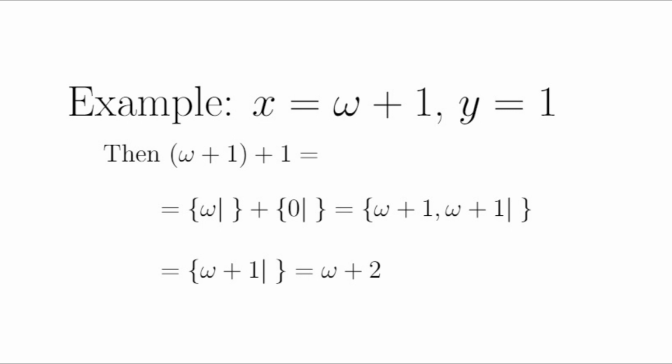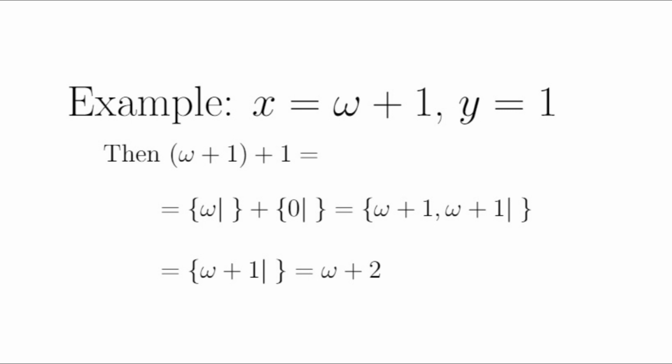Let's look at an example. We'll let x be omega plus 1 and y be 1. Then adding x plus y, we get omega plus 1 plus 1, which is omega plus 2. Let's see if that's the answer we get using the definition provided. First, we find forms for omega plus 1 and for 1.